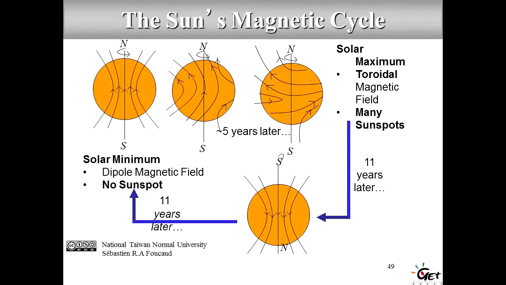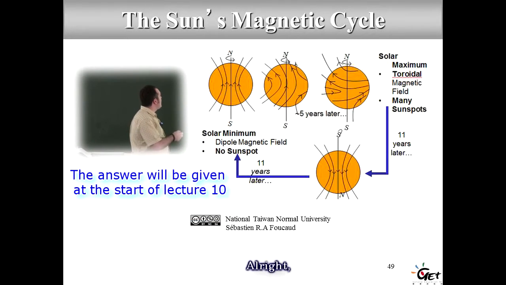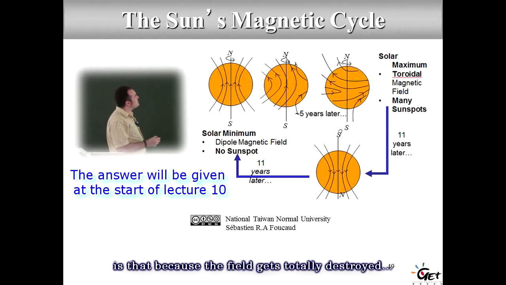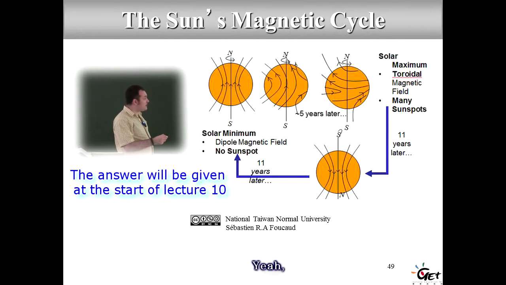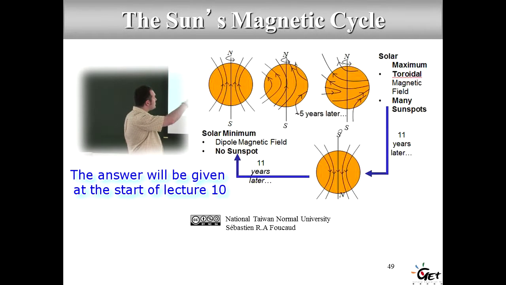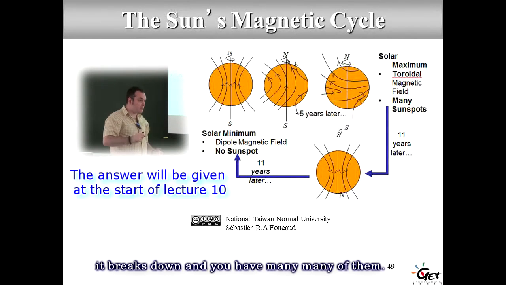And then you take 11 years, and you have cycles every 11 years. Why is it upside down? Okay. All right. So actually, we don't really know, but our best guess is that it's because the field gets totally destroyed. You start with a magnetic field that is very straight and clean like that, and you make it rotate, and you create small ones. It breaks down. Instead of having one magnetic field, you have many of them.